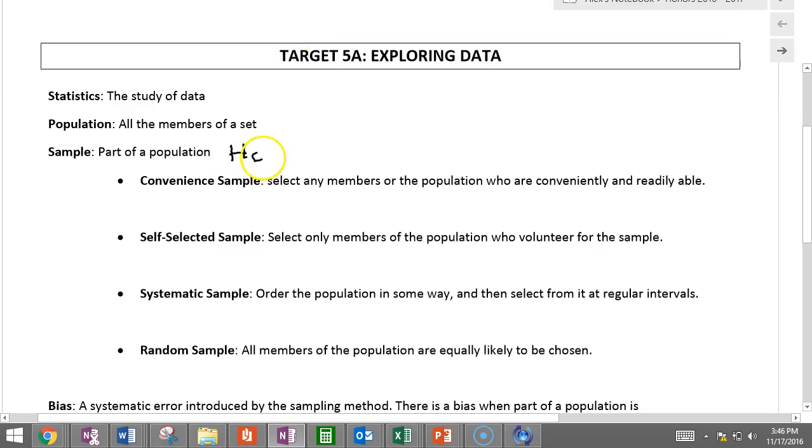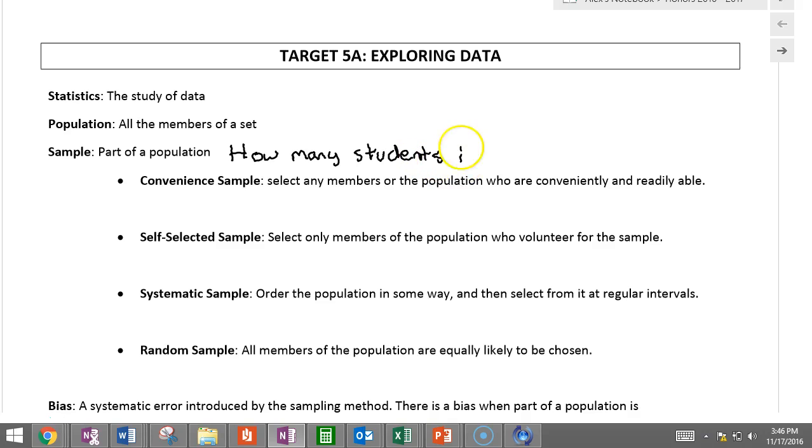So for example, if I want to know how many students in the high school have an I, right? So an incomplete. How many of the students at the high school have an incomplete? Okay. So my population for this is all the students in the high school. My sample then depends on what I take as my sample.